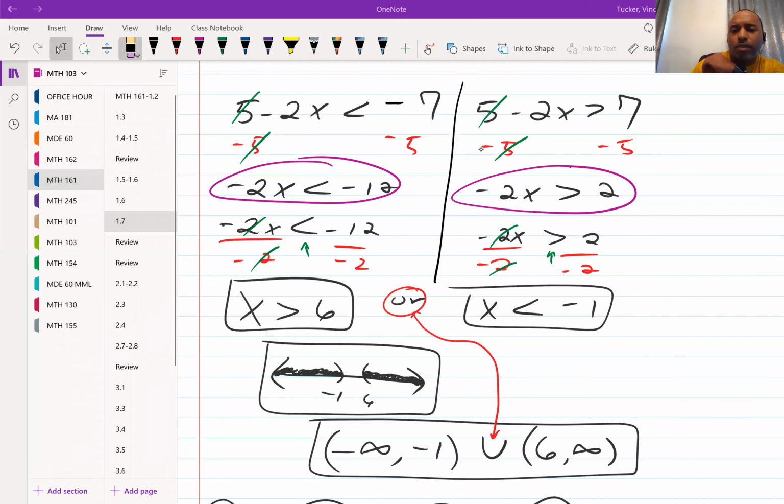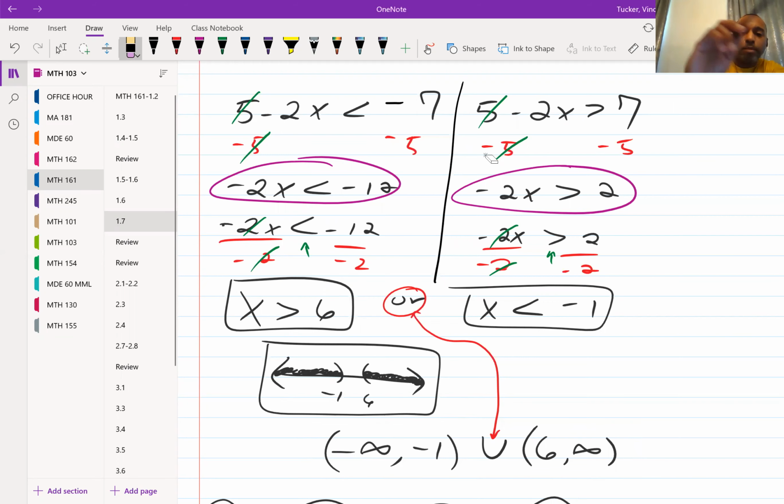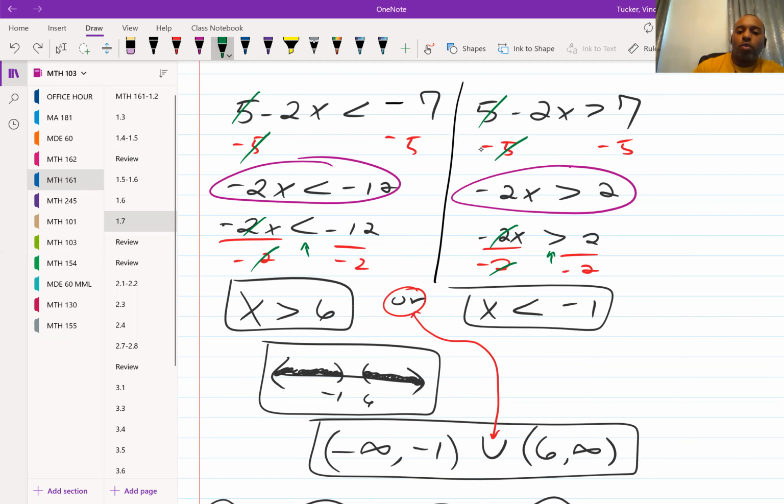Oh yeah, I didn't finish talking about the answer. So greater than 6, we're shading to the right of 6. Less than -1, we're shading to the left of -1. And then "or" is represented by the union sign. So we use our union sign in between our two parentheses when it comes to interval notation.